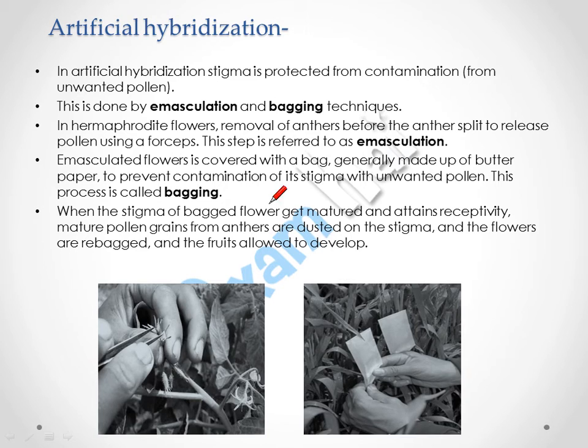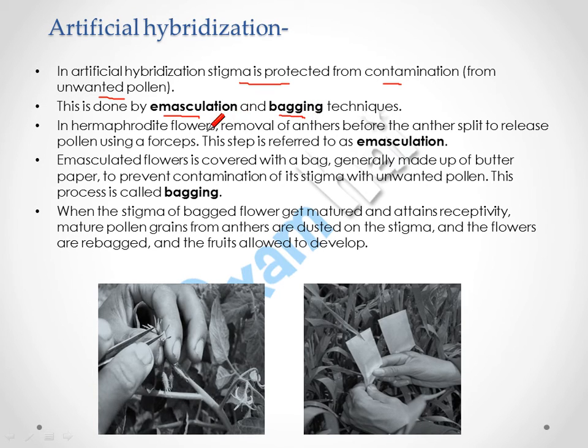Now we are going to discuss the next topic, which is artificial hybridization. So artificial hybridization is the hybridization done by man. Okay, so it is a man-made process. In artificial hybridization, the stigma is protected from contamination by unwanted pollen. So how is the stigma protected from contamination by unwanted pollen? This is done by two processes: emasculation and the bagging technique.